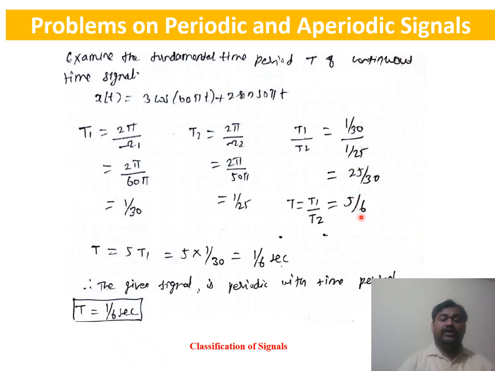I already told you, to find a fundamental time period, either you can use 6 into T1 or 5 into T2. Here I am using T equal to 5 into T1. T1 value is 1 by 30. Cancelling, you will be getting 1 by 6 second. The given signal is periodic with the fundamental time period T equal to 1 by 6 second.